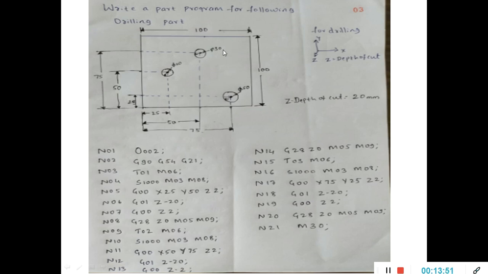Again if any other hole is there, then you have to change for T04, M06. In this way the drilling CNC part program is going to be written. I hope it is clear. Once you go through it, if you have any problem regarding writing the program for the drilling operation, you may contact me.